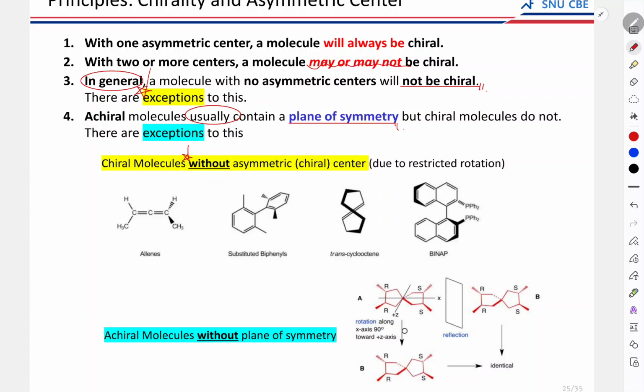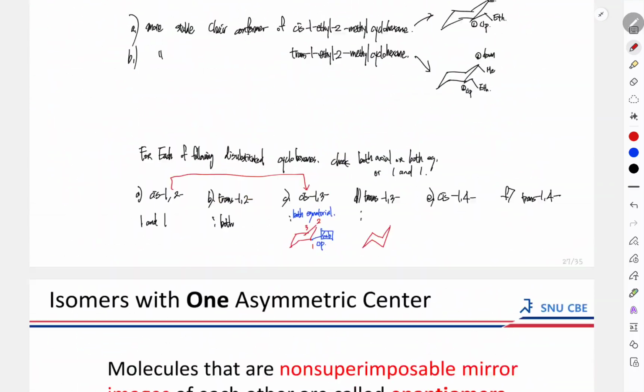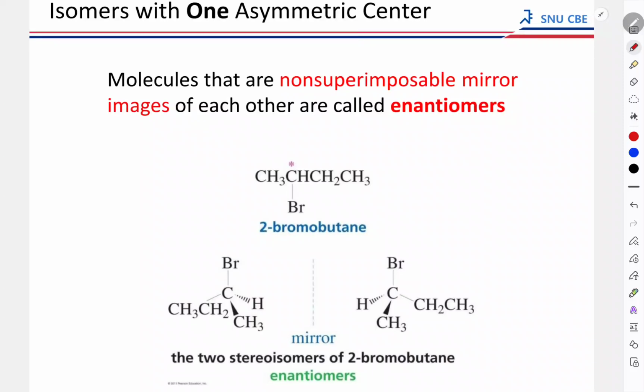Okay? So again, numbers 1 and 2 are correct statements. Numbers 3 and 4 are generally true for many molecules, but there are exceptions. Right. So the easiest case, isomers with one asymmetric center. And as we discussed, if your molecule has one single asymmetric center, then it is chiral, right? And you can think about the isomers within that framework. Molecules that are non-superimposable mirror images of each other are called enantiomers, right?